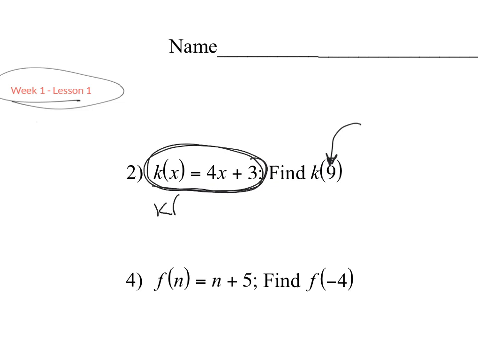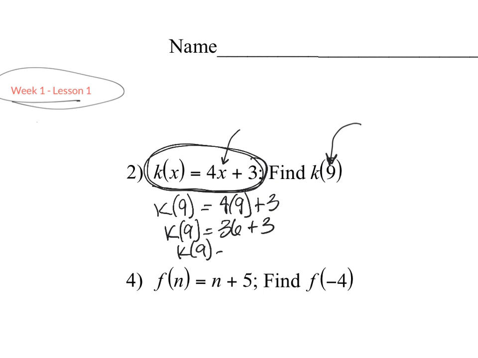So the notation is really important. Make sure you're showing what you are plugging into the function. The x that you see right here is where that 9 is going to get plugged in. So this function, evaluated at 9, becomes 36 plus 3. So the evaluation of this function again at 9 ends up being 39. This is how you would have to state your answer.